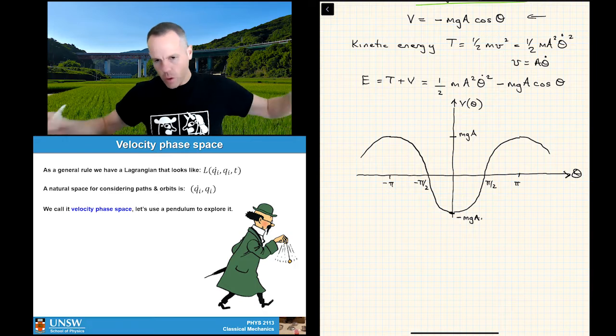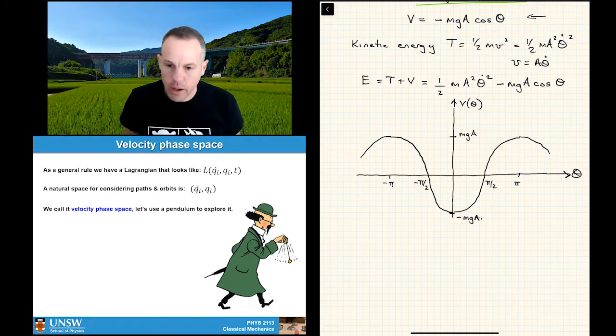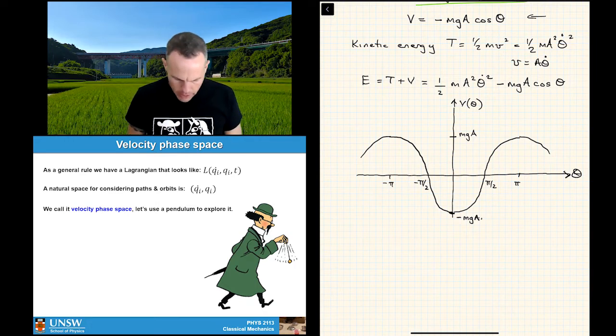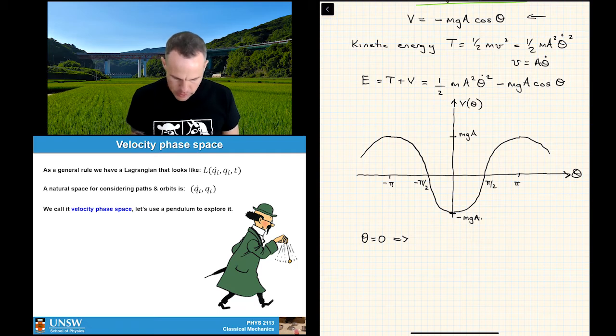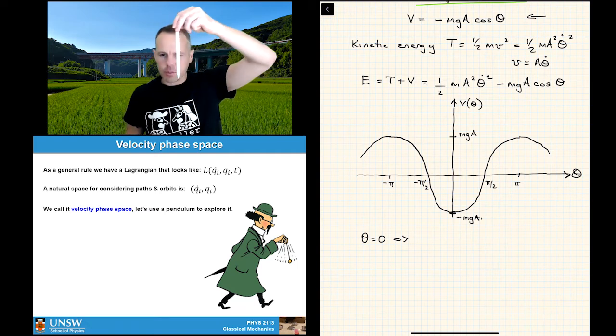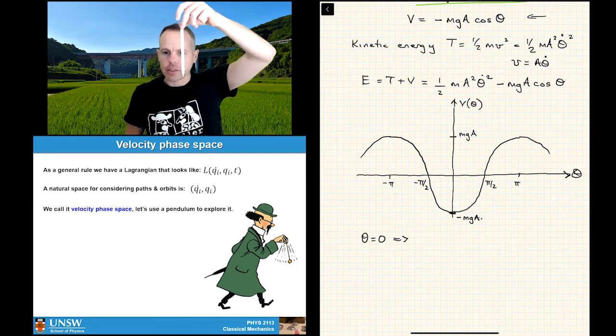And I'm not going to draw any more because, you know, it's symmetric and continues going out. It's quite well behaved. Okay, so we can think about two particular positions in here, right? The first one to think about is theta equals 0. And theta equals 0, of course, is this position down in the bottom. And what it corresponds to is basically my pendulum hanging like this, right?